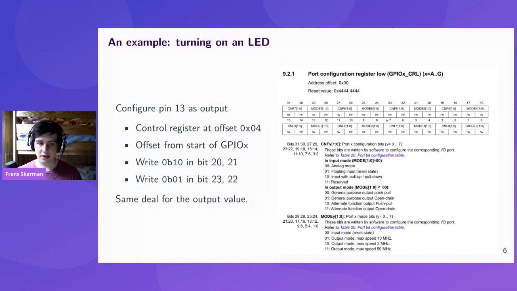And from this, we can see that we want to write a 1-0 in bits 20 and 21, and a 0-1 in bits 22 and 23. And this is for setting the mode, the output or the input, and the configuration, the type of electrical output we want. And the same is true for the output value. We have a specific bit we need to change in a specific register.